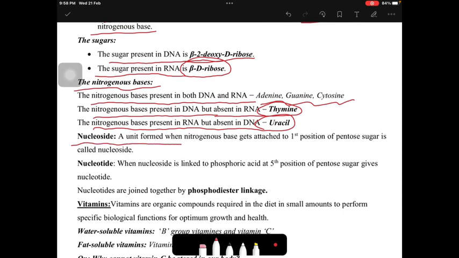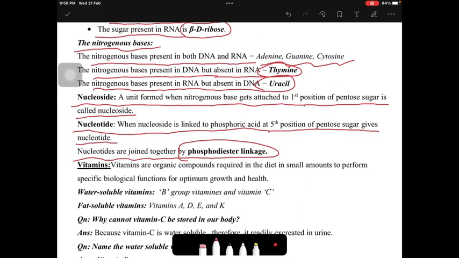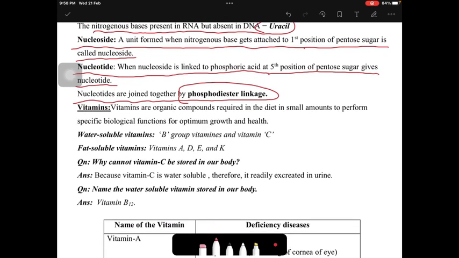Nucleoside: a unit formed when a nitrogenous base gets attached to the first position of pentose sugar is called a nucleoside. Nucleotide: when a nucleoside is linked to phosphoric acid at the fifth position of pentose sugar, it gives a nucleotide. Nucleotides are joined together by phosphodiester linkage.